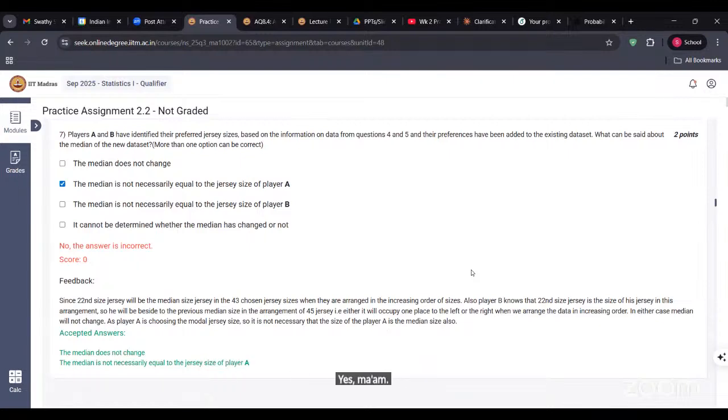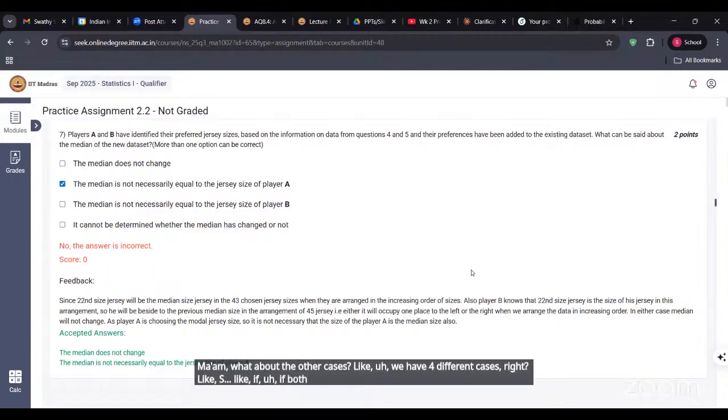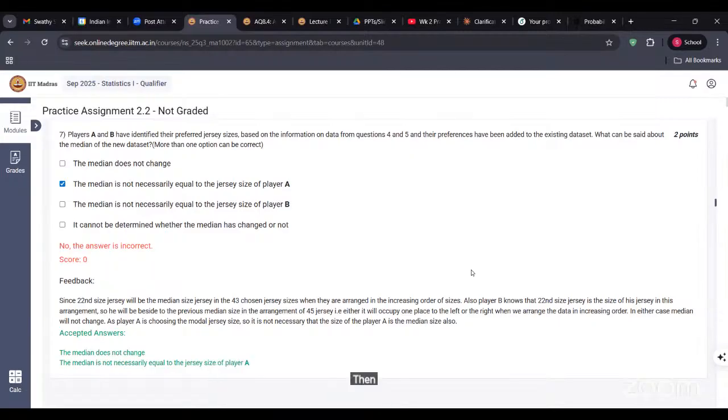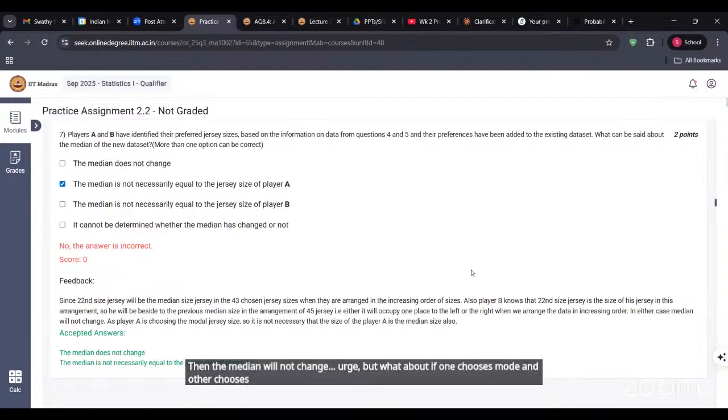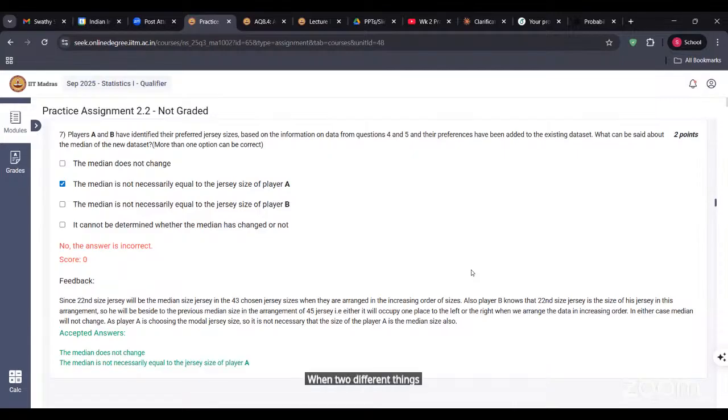Ma'am, what about the other cases? We have four different cases, right? If both A and B are choosing median, then the median will not change. But what about if one chooses mode and the other chooses median? When there are two different things, S is mode and M is median in that case. So we have 43 jerseys. That is fixed, right? So the 22nd jersey is also fixed, which is median. That means median is also fixed.